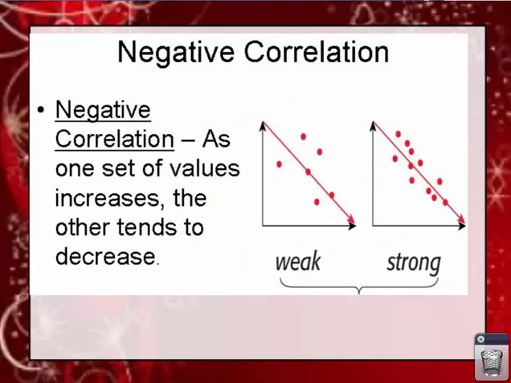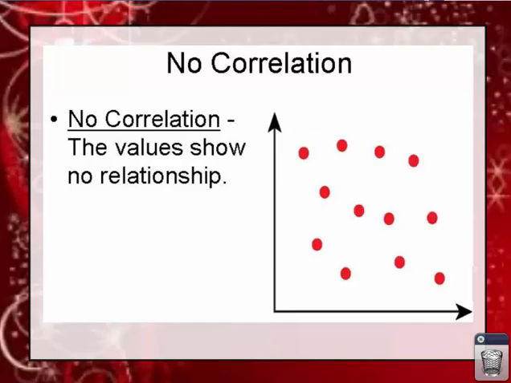Then we have a negative correlation. A negative correlation says as one value increases, the other tends to decrease. So as we increase on our X, the Y value goes down. This one is known as a weak correlation. This one is a strong correlation because it's much closer to that center line, or what we call our line of best fit.